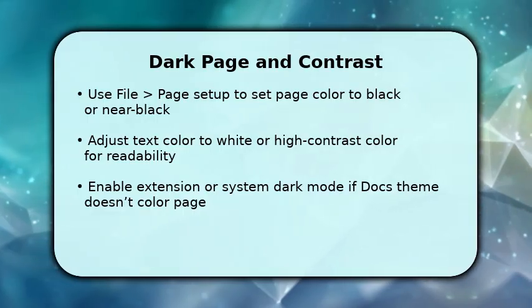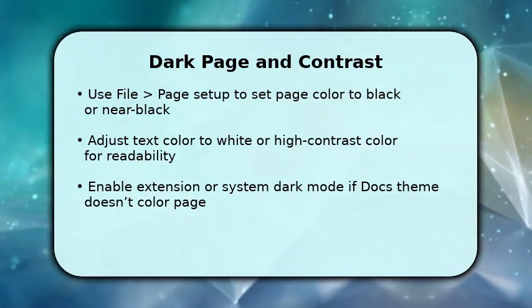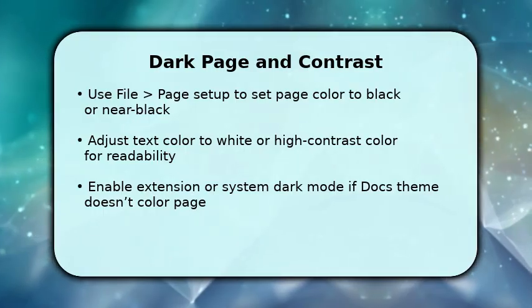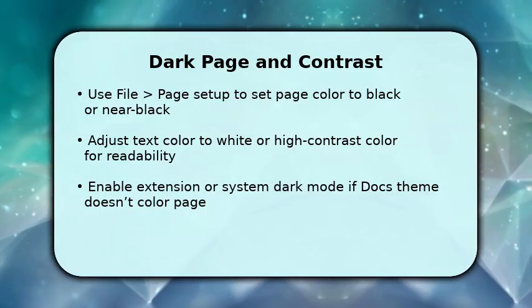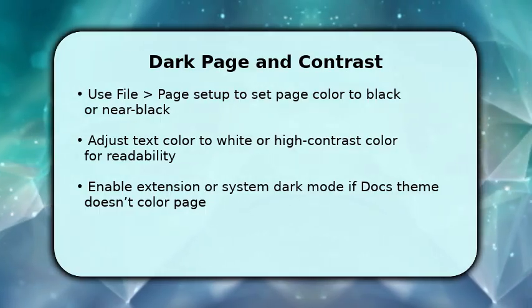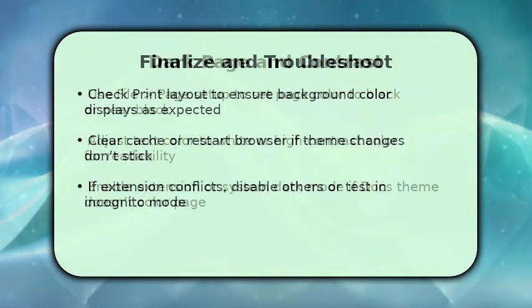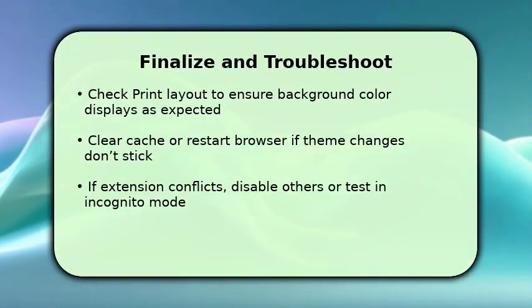Then change your text color to white or a high contrast color so content remains readable. If the page color option is unavailable, make sure to enable system-wide dark mode or install a reputable dark theme extension to force the page to finish. Verify print layout so the dark page shows consistently on screen and in previews. Some views hide background colors, so toggle that to confirm.